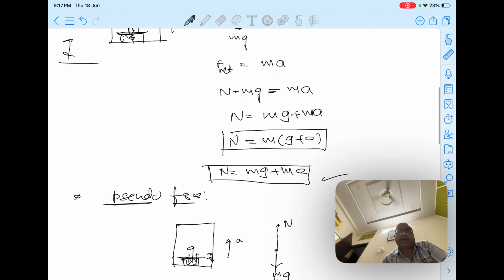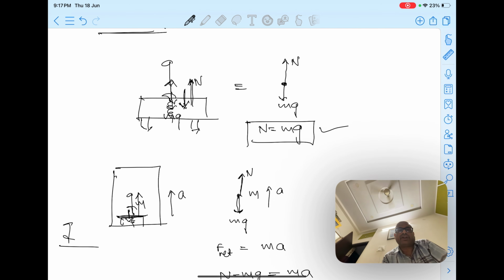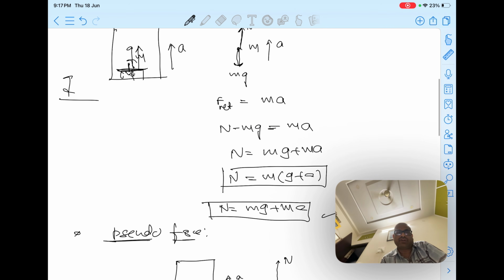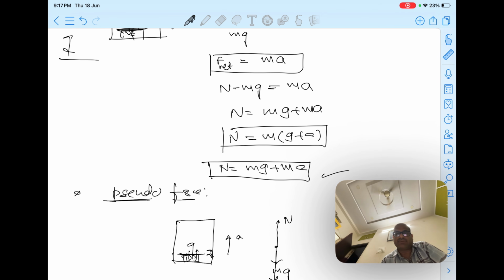When the man is stationary, the normal reaction balances his weight. When the lift is accelerating, with respect to the ground frame, the net force is equal to mass into acceleration. So the value of N is mg plus ma, so it shows more than the actual weight.